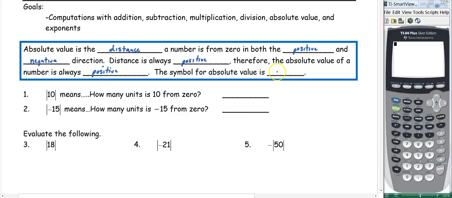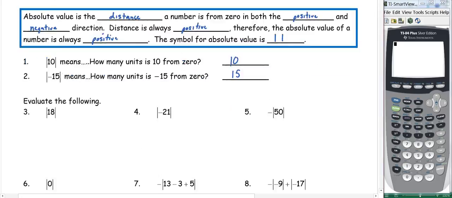The symbol for absolute value is two straight bars. So instead of seeing parentheses, you're going to see two straight bars. So number one, 10, the absolute value of 10 means how many units is 10 away from 0? So think about if I put somebody at 10 on the number line, how far would they have to walk to get to 0? 10 units. The absolute value of negative 15 means how many units is negative 15 away from 0? Again, it's 15. Remember, we're always talking about distance with a positive number.